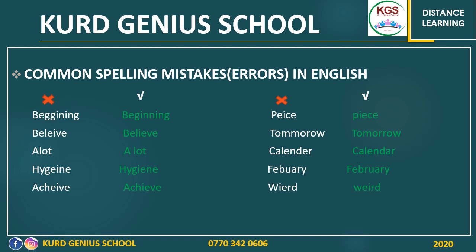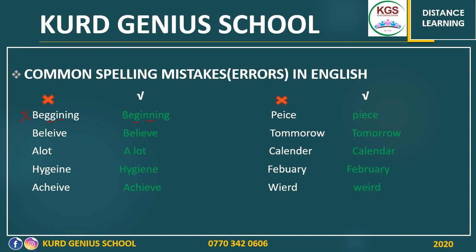Now let's start with the first one. Beginning. You might think that beginning is spelled like this with double G and one N, but it's not like that. That one is incorrect. The correct spelling is beginning with one G and double N, at the beginning of the lesson, for example.